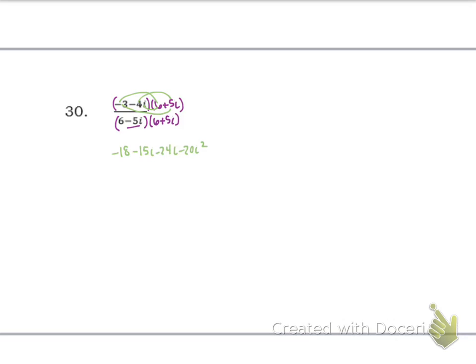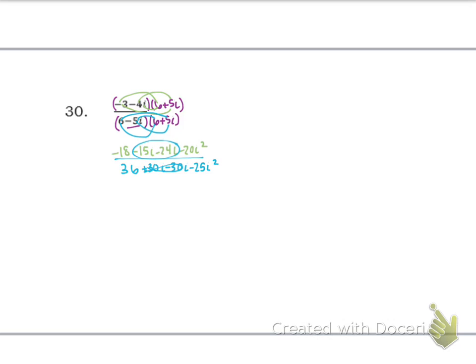Now we're going to do the bottom. 6 times 6 is 36. My outside is positive 30i. My inside is negative 30i, so they'll cancel. And my last is negative 25i squared. Okay, so this center cancels.